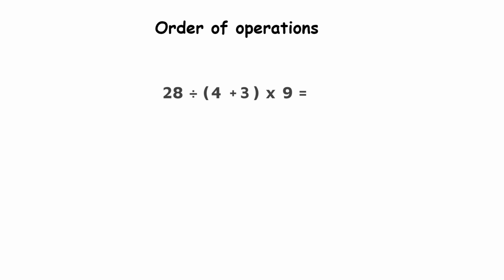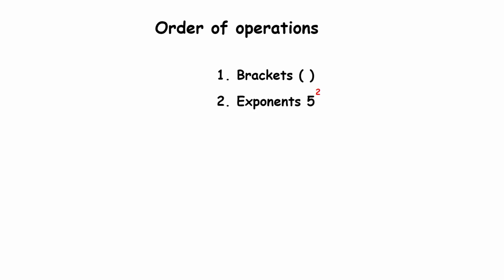So, how can we know which part of the problem to solve first? Well, the order of operations rule is a list of the operations where the operator that is higher on the list should be applied first. And first on the list, we have brackets. And second on the list, we have exponents or indices, which is the small number located to the upper right side of the base number.